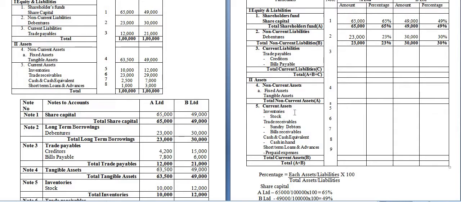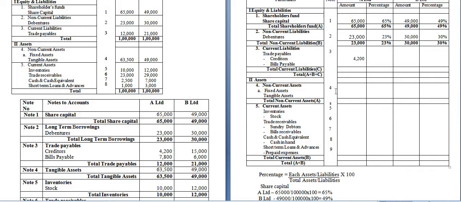The details of current liabilities will be there in note 3. Okay, in current liabilities we have only one item, that is trade payables. The details of trade payables are there in note 3. Trade payables include creditors of rupees 4,200 of A Limited. Okay, creditors of A Limited is 4,200.